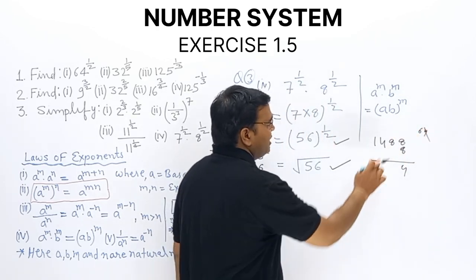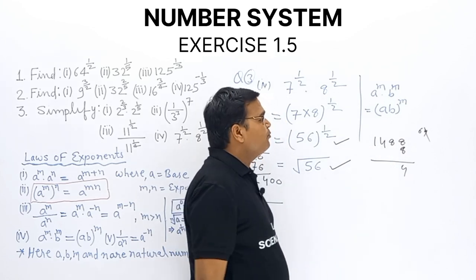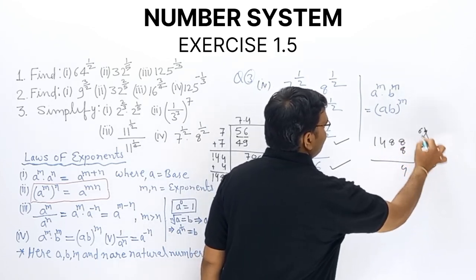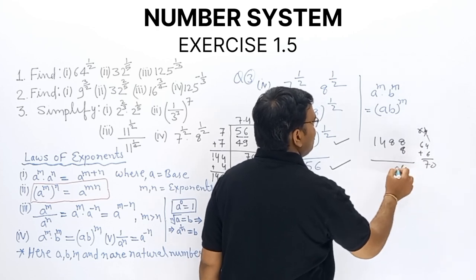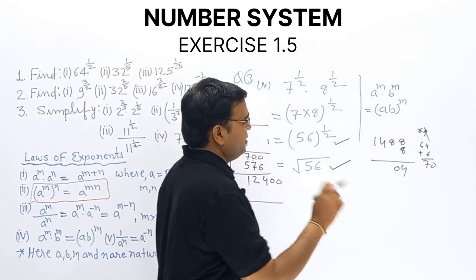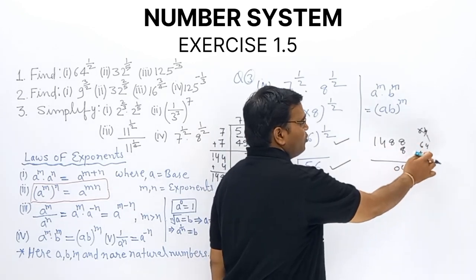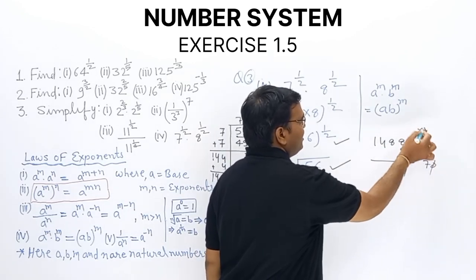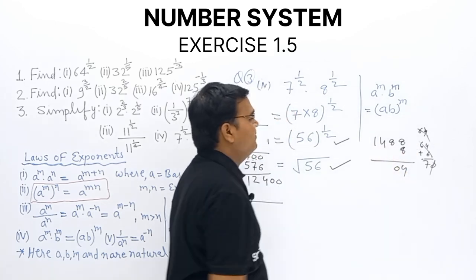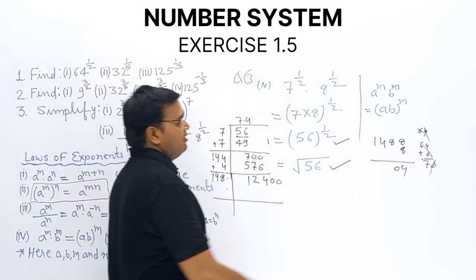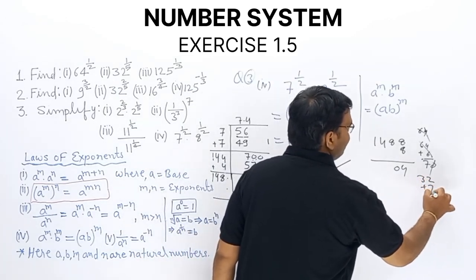6 is remaining. 8 8 is 64. 64 plus 6, 70. 70 means 0 will be there. 8 8 is 64. 6 is remaining. 8 8 is 64. 64 plus 6, 70. 0 will be there. 7 is remaining. 8 4 is 32. 32 plus 7.